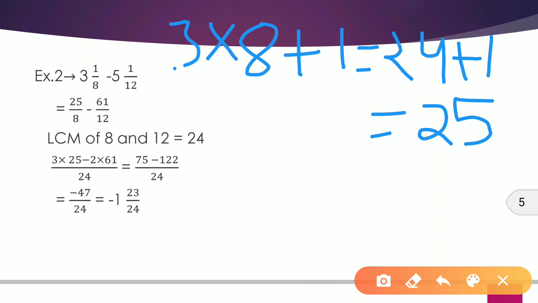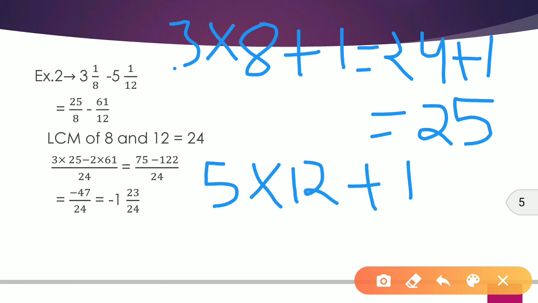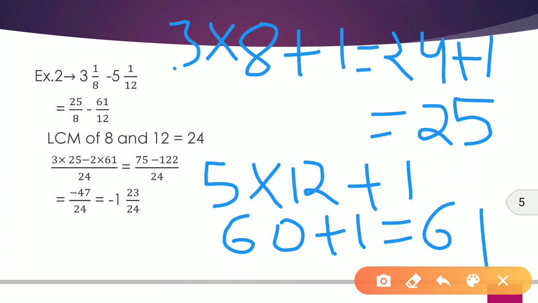In the second rational number, 5 into 12 plus 1. 5 into 12 gives you 60. Then plus 1 gives you 61. So in the numerator write 61 and the denominator will be same, 12.